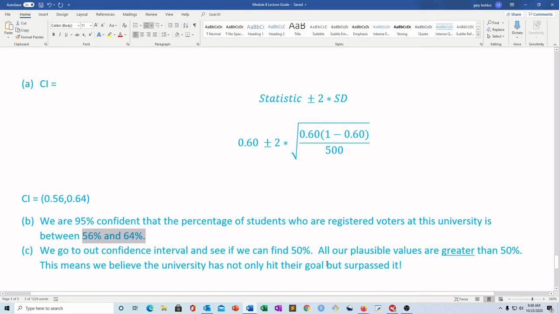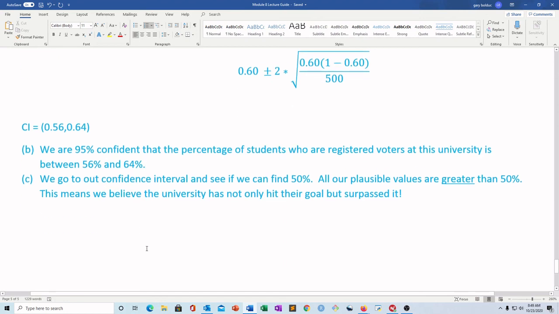So not only does it seem like the university has hit their goal, they've surpassed it. All of our plausible values are bigger than 50%. So the university, however they wanted to get people ready to vote, they succeeded and even surpassed their goal. They went above and beyond, it seems, and got even more than 50% of students registered to vote. Again, we're not 100% sure that's true, but we are fairly confident that the true percentage of students who are registered to vote is bigger than 50%. So they hit their goal and did even better.